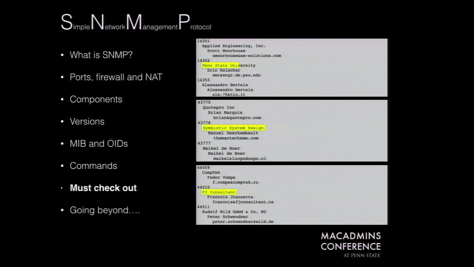Really? Yeah. So you've got the Penn State number here, 14,352. Here's Symbiotic Systems Design. That's Manuel. Here I am, 44,510. So that ensures that anything you want to put inside the tree, when you extend it, when you want to add stuff, will never conflict with anybody else.